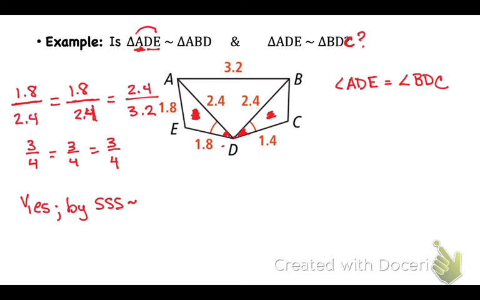So if that is going to be true, then AD over ED has to be equal to what? So AD is BD and DE is DC. So if this is going to work, that has to be, right? So what is AD? 2.4. What's ED? 1.8. And then, let's see, BC.